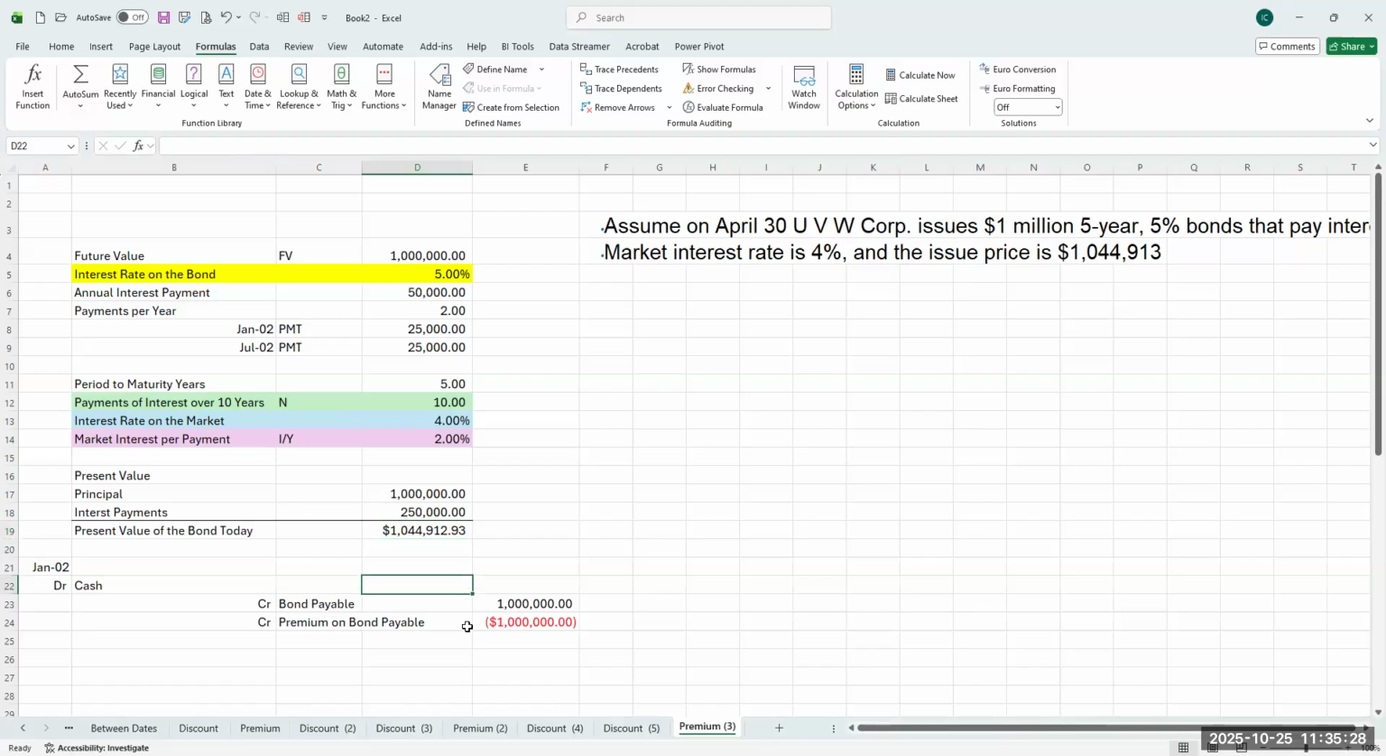So that will be the cash that we're going to receive. Our cash is going to be that much. So our premium in this case is 44,912.93 on the day of the issuance of the bonds.